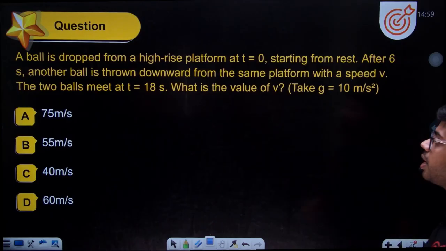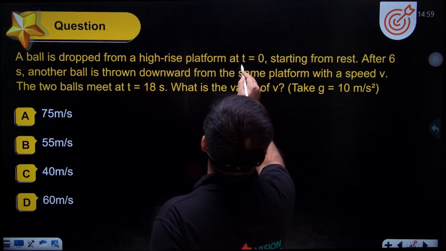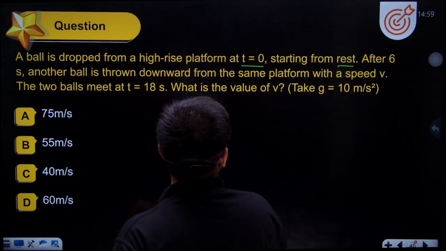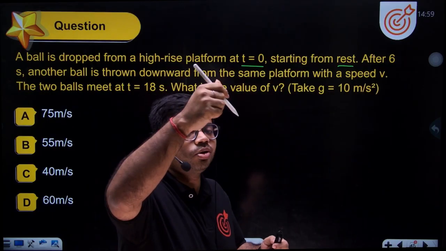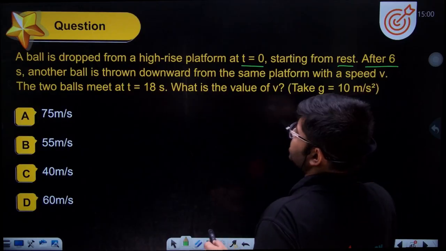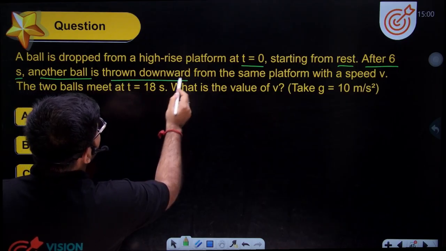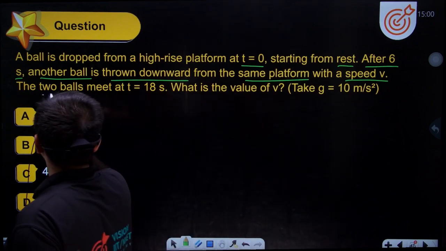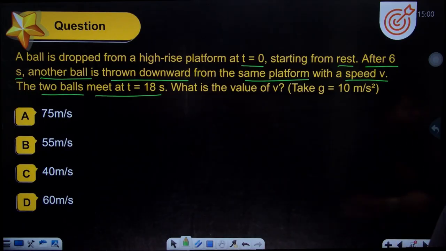Now, a ball is dropped from a high-rise platform at t equal to 0, starting from rest. A high-rise platform is there, and from there we dropped a ball at t equal to 0, starting from rest. After 6 seconds, another ball is thrown downward from the same platform with a speed of v. The two balls meet at t equal to 18 seconds.